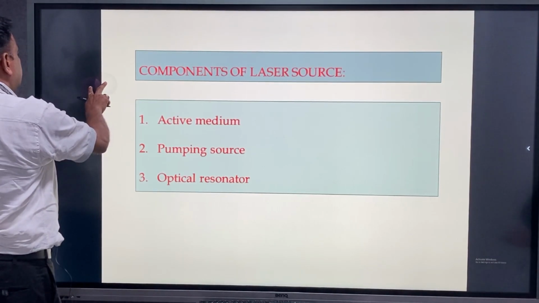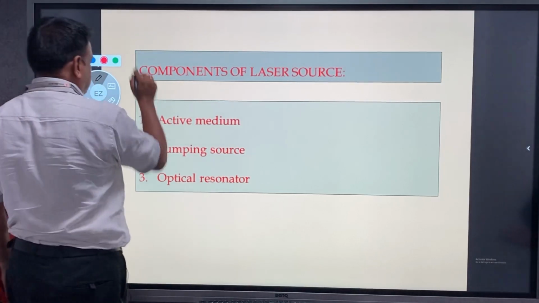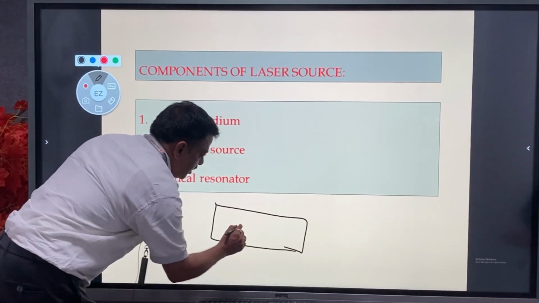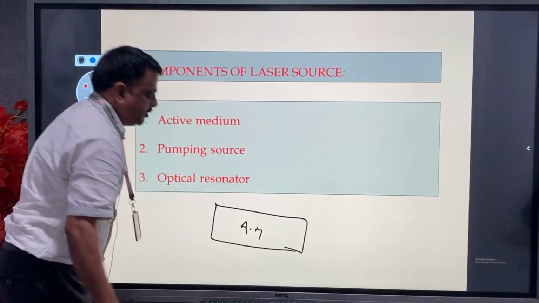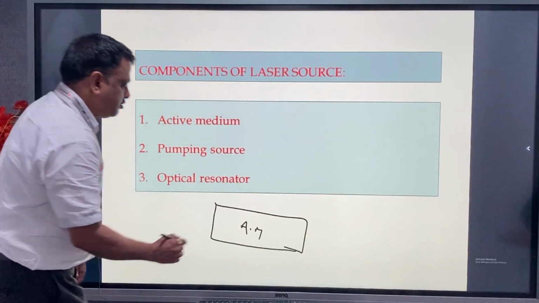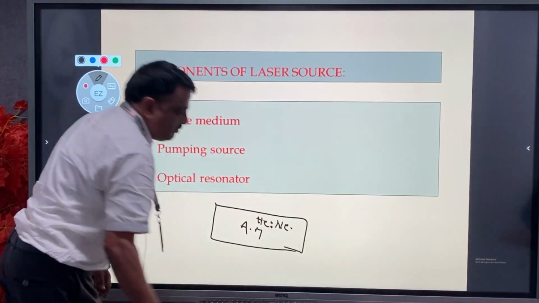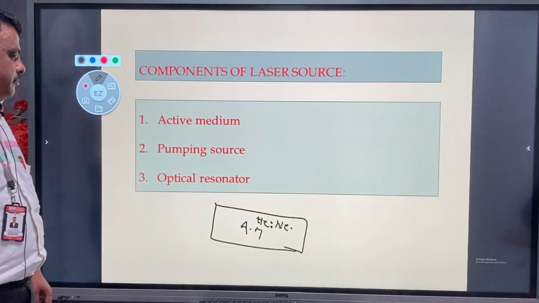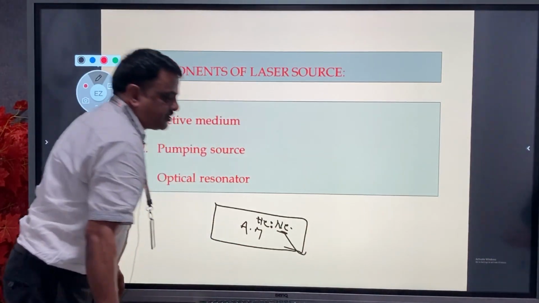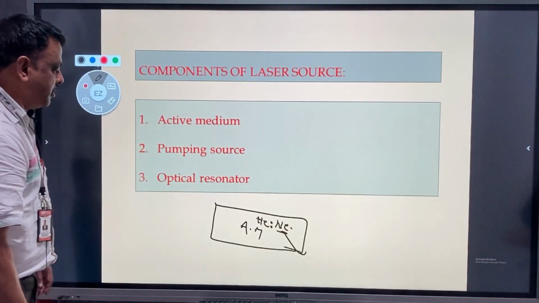Suppose we consider the laser system. This is an active medium. The medium in which the population inversion takes place is called the active medium. Suppose we consider the helium-neon laser. The helium-neon gas mixture acts as the active medium. Here the neon atom is the active center that participates in the laser action. So in this device the helium-neon gas mixture acts as the active medium.